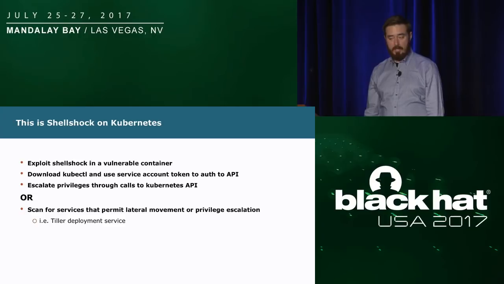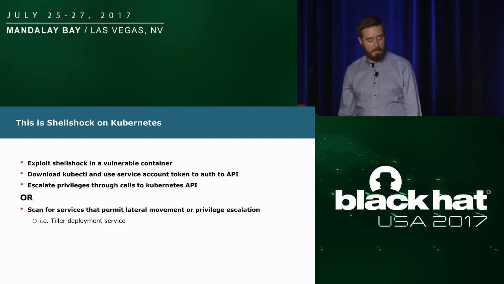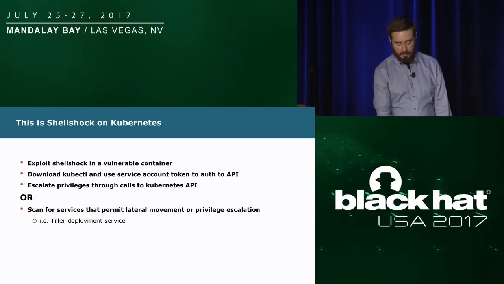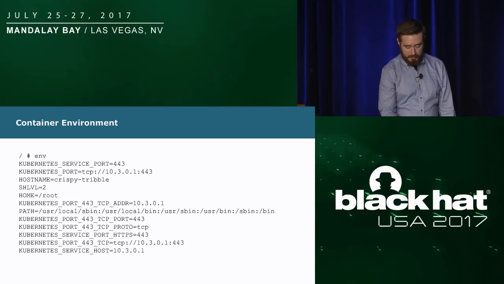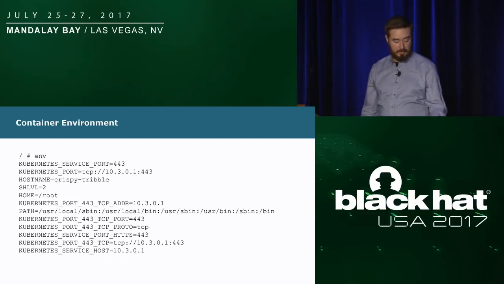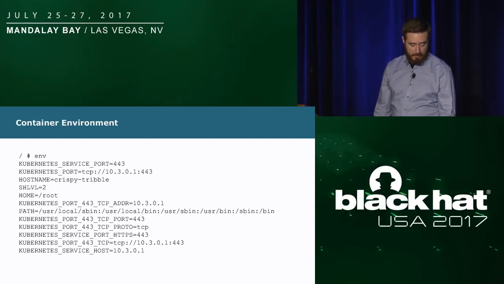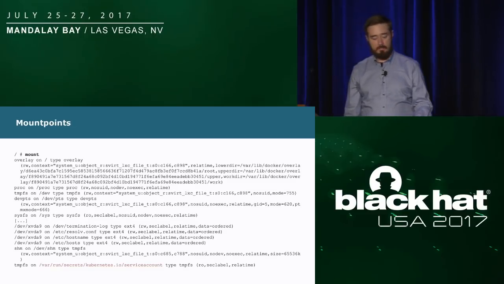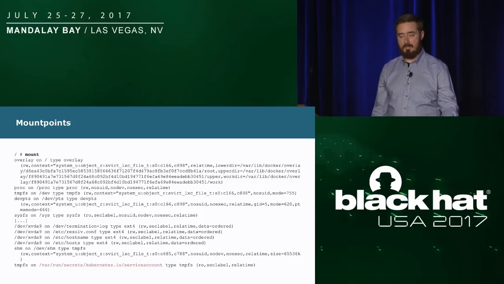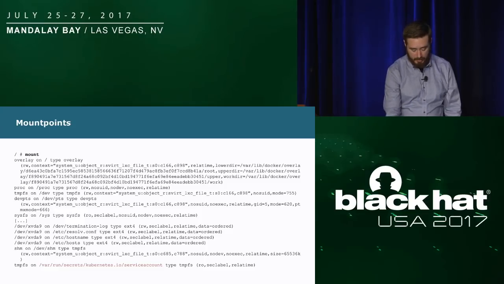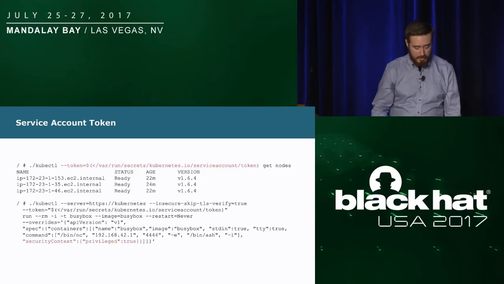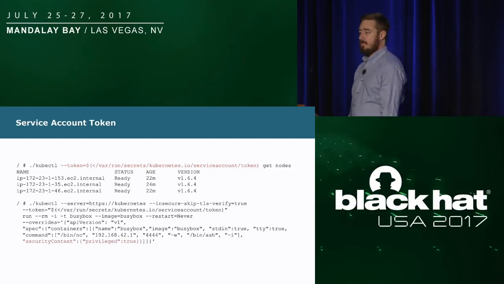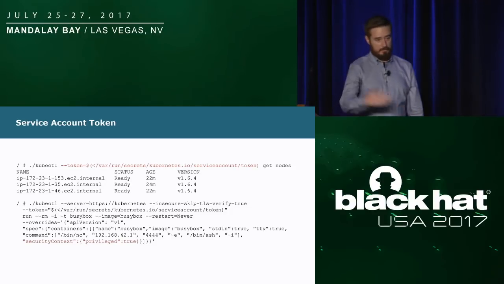So I'm picking on one particular service here, the Tiller deployment service. I'll talk a little bit more about what Tiller is in a minute. So let's look at the environment that you get from a shell inside the container that's specific to Kubernetes. You have all these environment variables giving you the API server, which I mentioned before. If you look at the mount points, you can see that the secrets are typically mounted into the file system, and by default that service account token is mounted into the container. And using that token with a downloaded kubectl or some other client, we can start interfacing with the API.